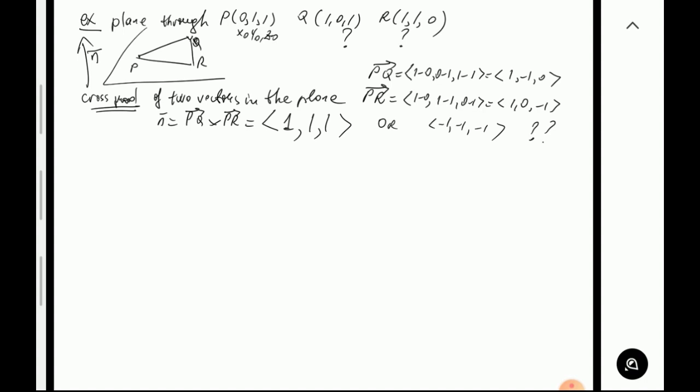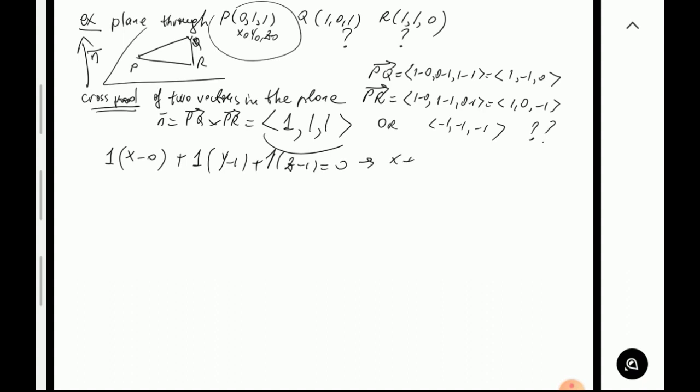So that's all we need, right? Now let's say we're using P and the normal vector 1, 1, 1, in the scalar equation of a plane: 1 times x minus 0 plus 1 times y minus 1 plus 1 times z minus 1 equals 0, which simplifies to x plus y plus z equals 2. Minus 1 to the other side, plus 2.